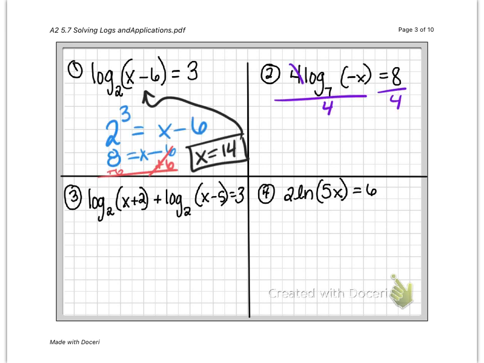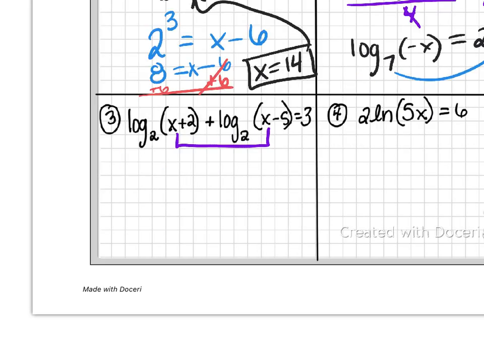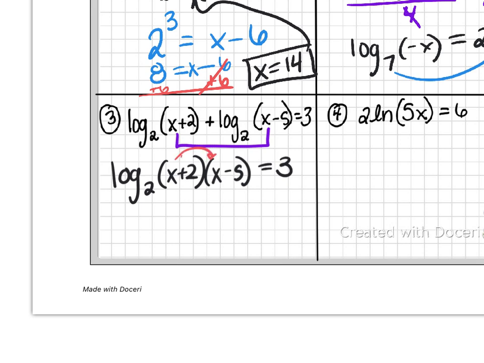So solve, get the log by itself, divide both sides by 4. So then we've got our log base 7 of negative x equals 2. Condense. How? Multiply. Okay? So then you need to FOIL. Are we getting a trinomial? Yeah. FOIL. It's coming back.